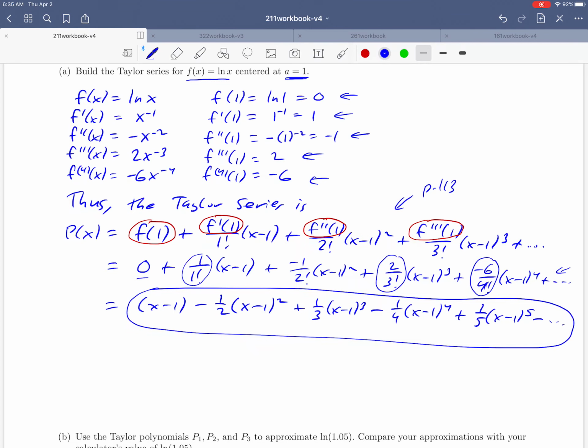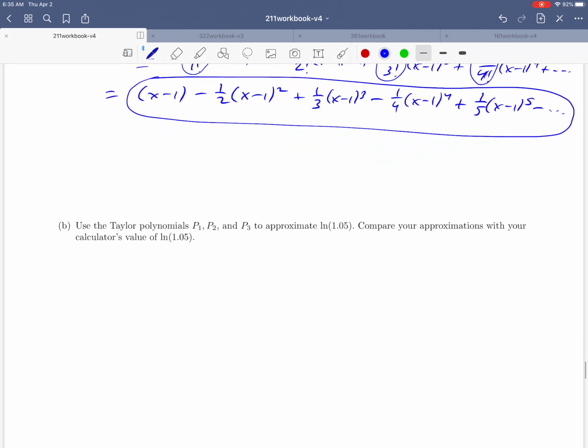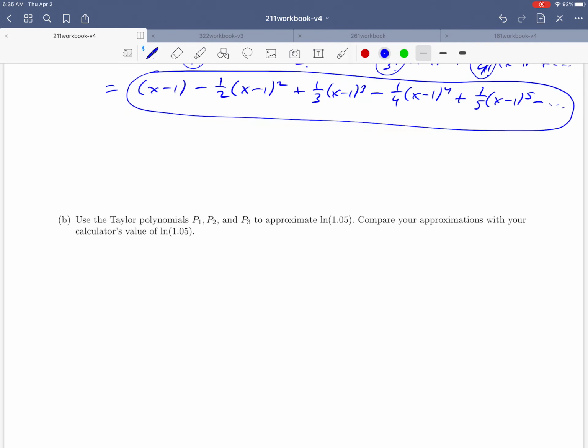Okay, and just as in the previous example, part B asks us to take this series that we just found and to do some approximating with it. We'd like to use the first 3 Taylor polynomials to approximate the value of ln of 1.05. So how about if we start by using our calculator just to calculate ln of 1.05 so we have a basis of comparison here.